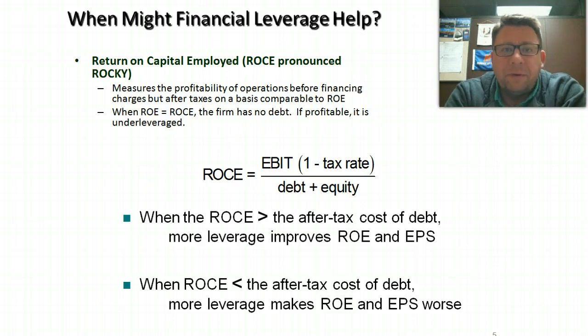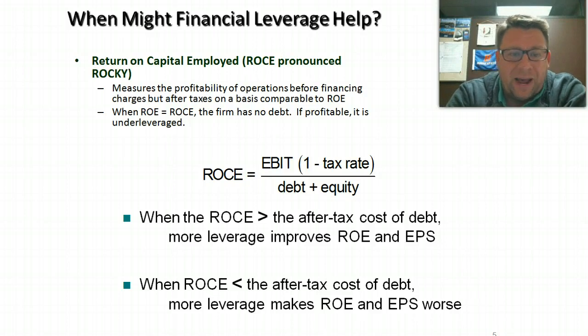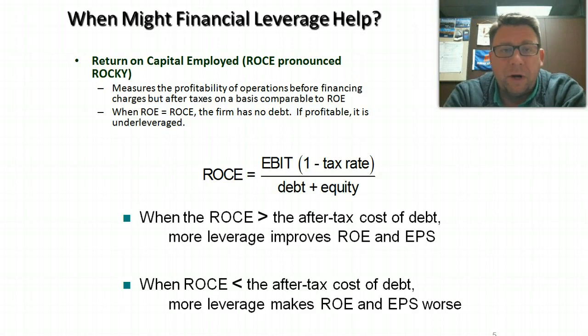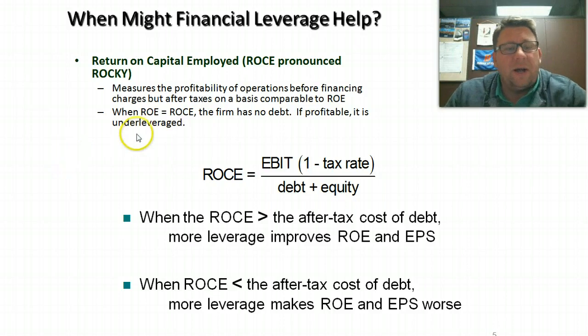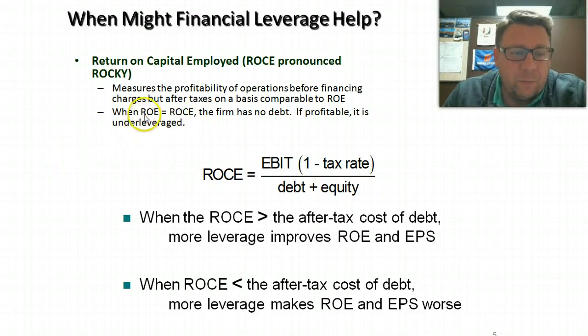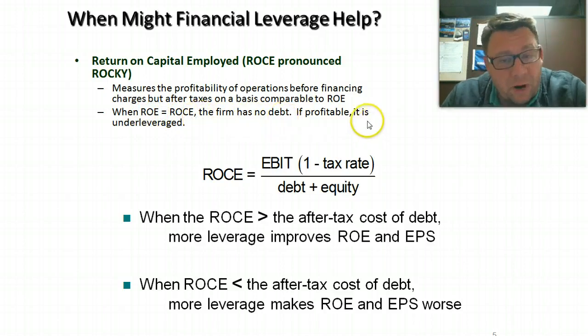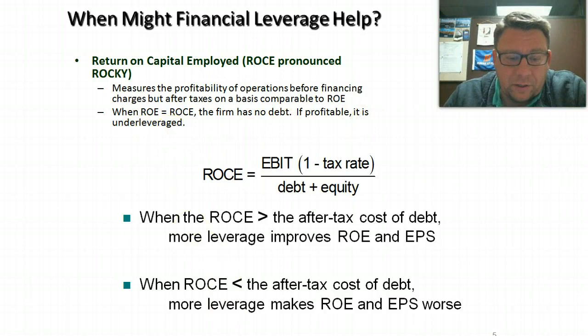This measures the profitability of operations before financing charges, but after taxes, based on a basis comparable to return on equity. One of the things I wanted to talk about is that these two are the same. When ROE and ROCE are the same, the firm has no debt. And if the firm is profitable, then this means it's probably under leveraged. And I'm going to show you that calculation right here.